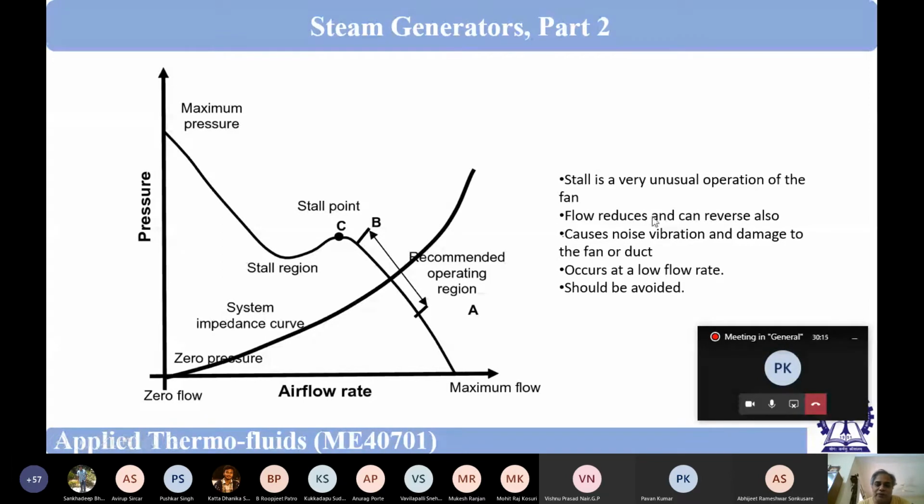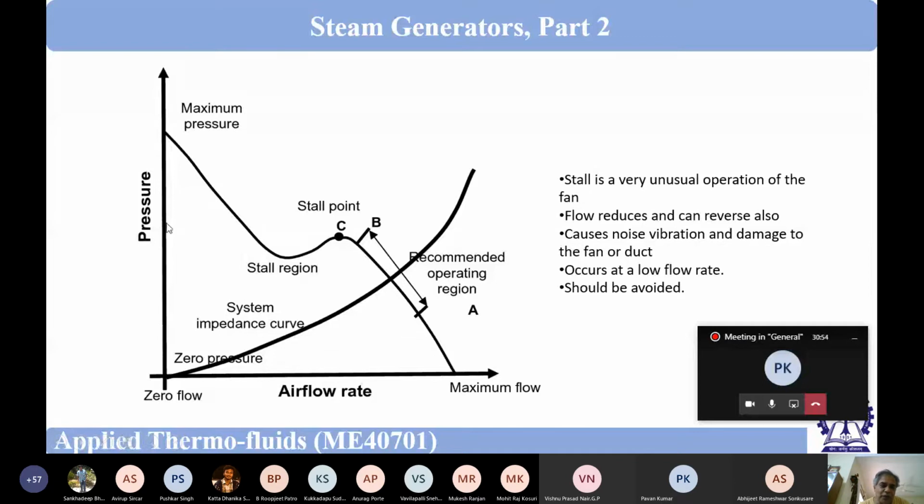So what will happen? Flow will reduce and can reverse also. It causes noise, vibration, and damage to fan or duct, and occurs at a low flow rate. So we can see that stalling is not occurring at this end, but it is occurring at this end, the low flow rate end. And it should be avoided. So up to this there could be the stall point and stalling kind of phenomena, and then our operating range becomes like this. Okay, so beyond the stall point, we have to operate.